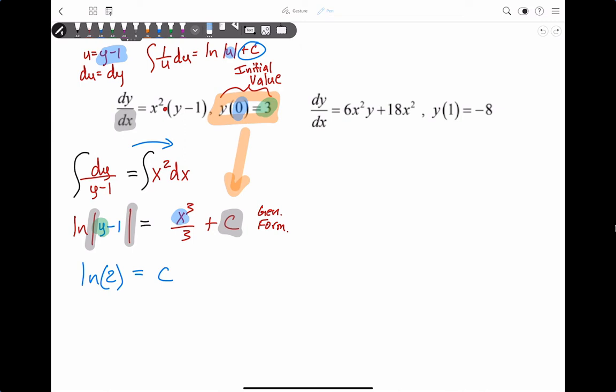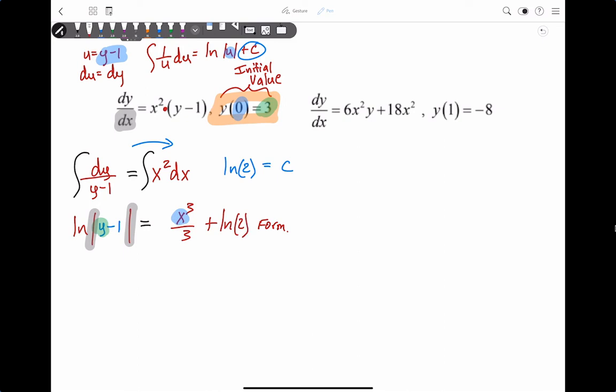So what we're going to do is we're going to put in this c. Let me go ahead and write it up here so we have it off to the side. Actually, I'll just go ahead and move it. So natural log of 2 is our c value. So I'm going to now change my general form into a particular form.